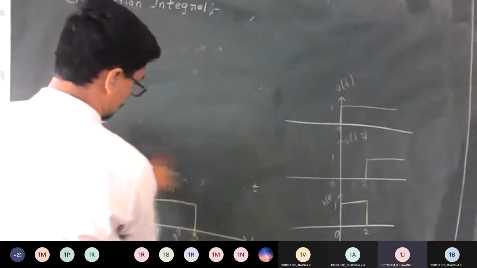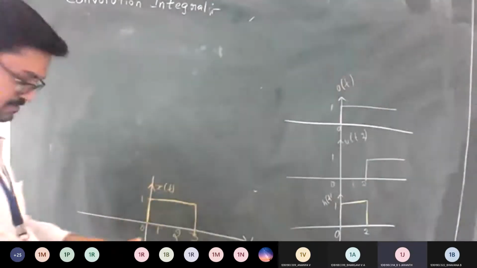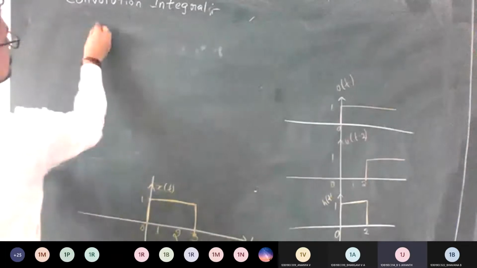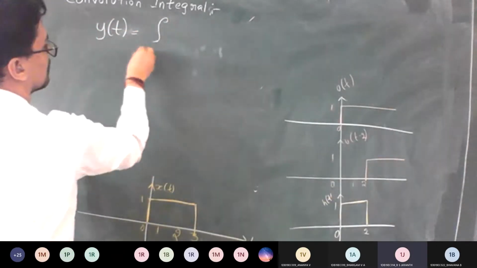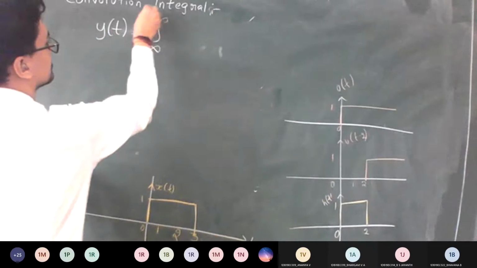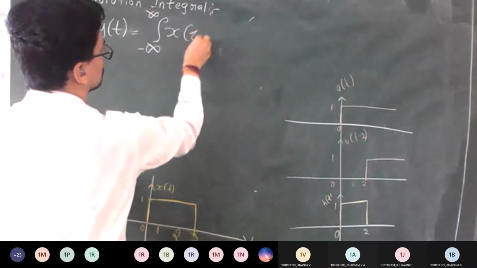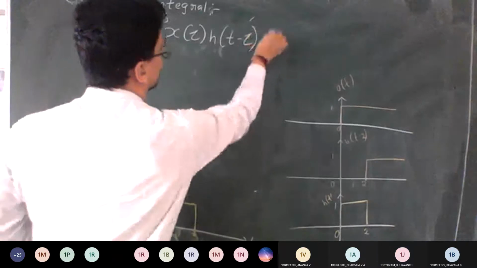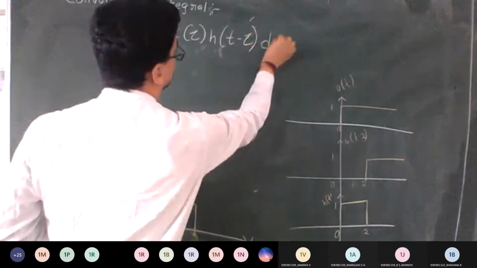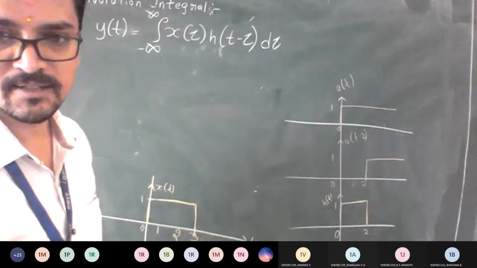So we know that y of t is equal to the integral from minus infinity to plus infinity of x of tau into h of t minus tau d tau. So this is my generalized formula to calculate the convolution integral.